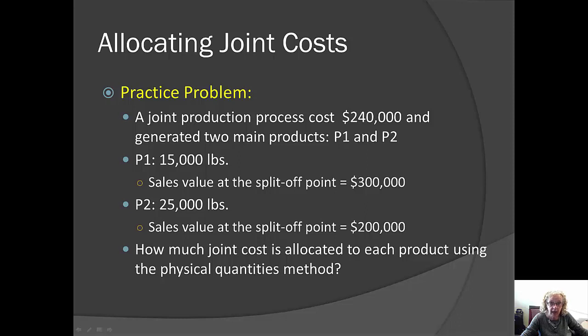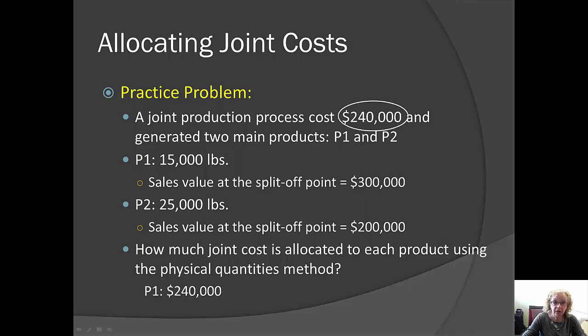Let's take a look at a practice problem. We have a joint production process that costs $240,000 and generates 2 products. We also have information about how many pounds of each product is produced and its sales value at the split-off. So, my question to you is, how much of the $240,000 joint cost is allocated to each product using the physical quantities method?